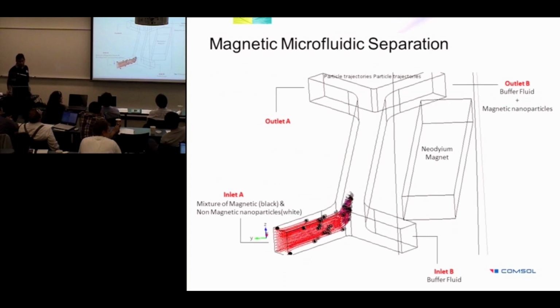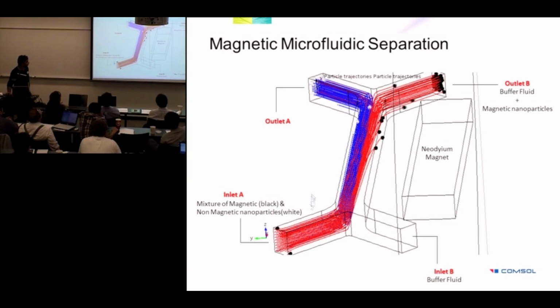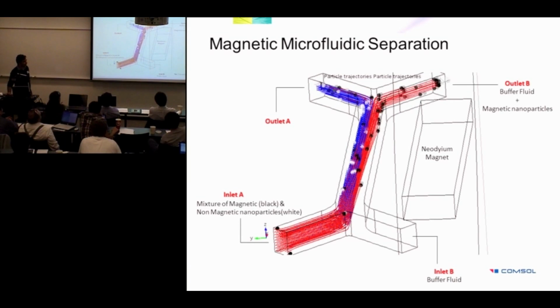So this is an example where we have a fluid flow carrying two different types of particles. One is magnetic, the other one is non-magnetic. This is the magnet here, a simple neodymium magnet, supplying a magnetic field in this region. And then you get forces on these particles. For the non-magnetic particle, there is a fluid flow coming from this region and this region, which confines all the particles to go from the top outlet rather than going in this outlet.